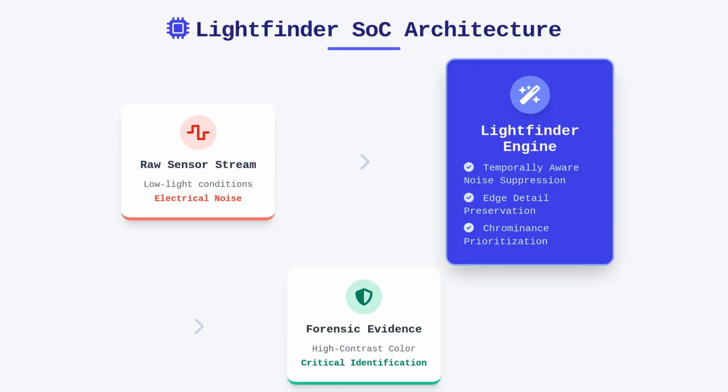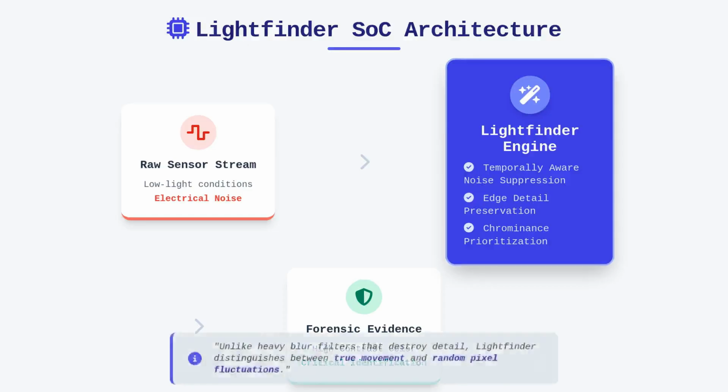This allows for a clean image where color information is retained, which is arguably one of the most critical aspects of forensic evidence. When identifying a suspect, knowing that a car is red versus black, or that a jacket provides a specific color contrast against the background, often becomes the deciding factor in successful investigations.